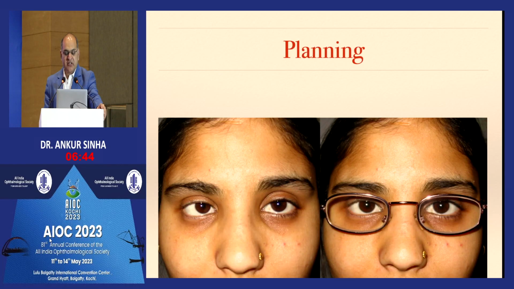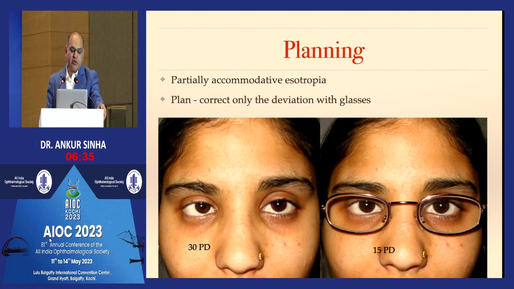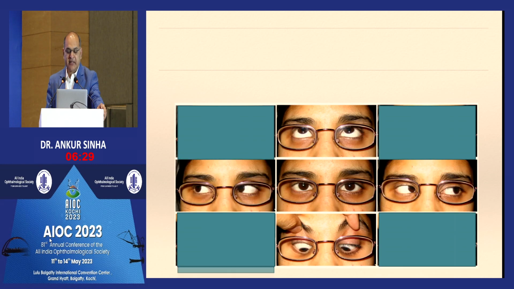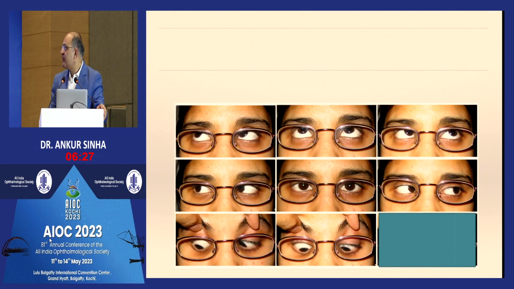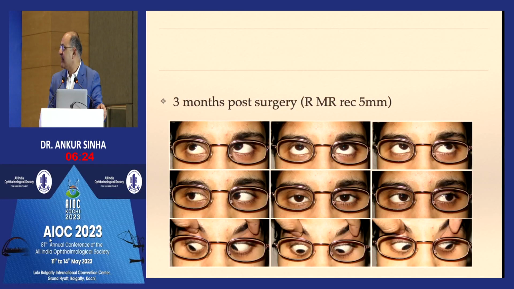Now look at this patient. We have a patient of esotropia having 30 prism diopters of esotropia without glasses and 50 with the glasses. So this is a case of partially accommodative esotropia, and we are going to correct only the deviation which is with glasses. We check for 9 gazes. There is no A or V pattern, no oblique overactions. So we just plan for one MR, that is right medial rectus recession by 5 millimeters, and we get a good result.